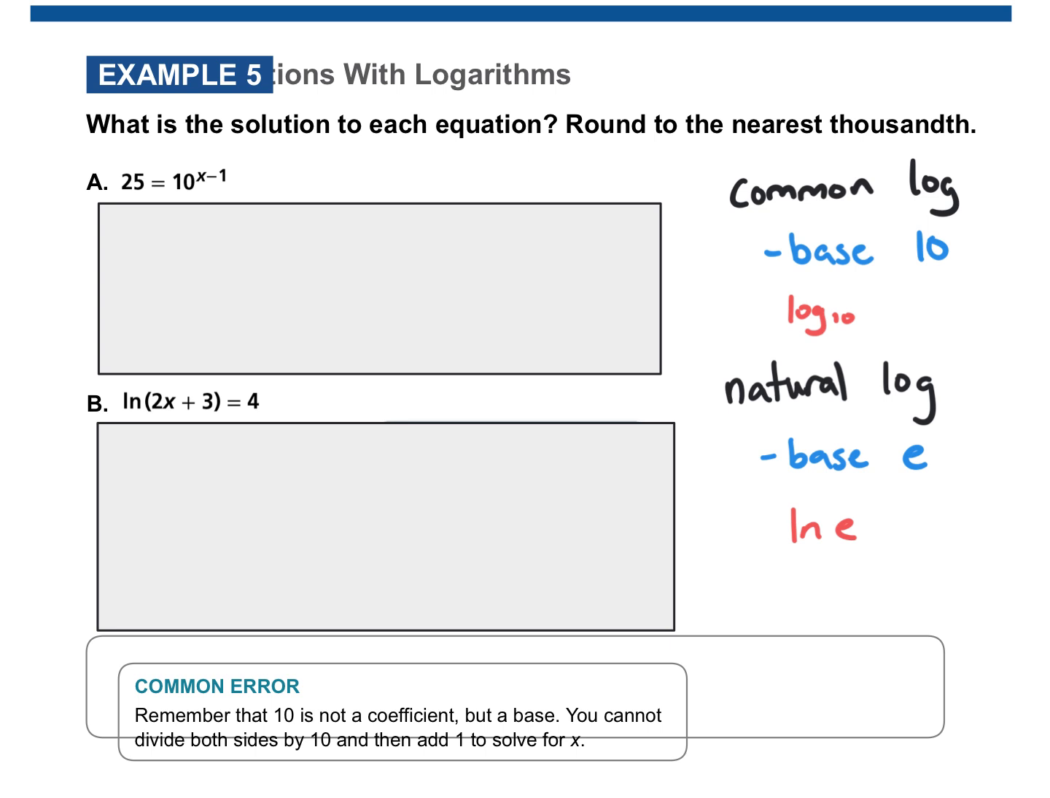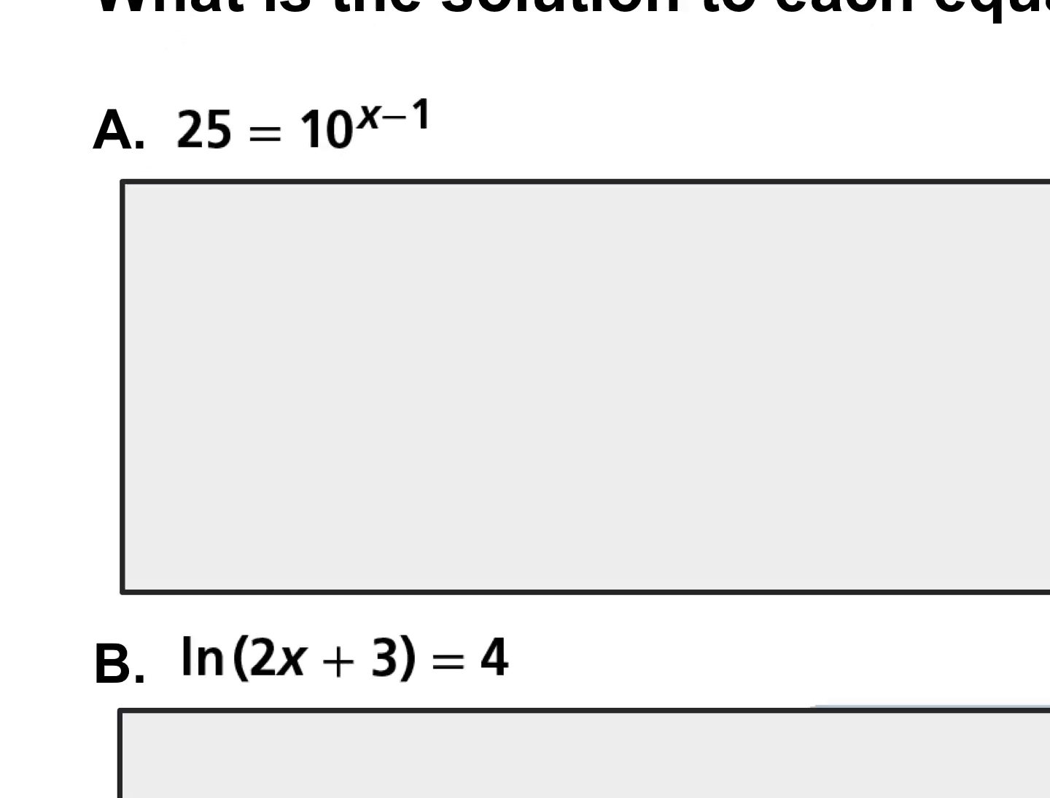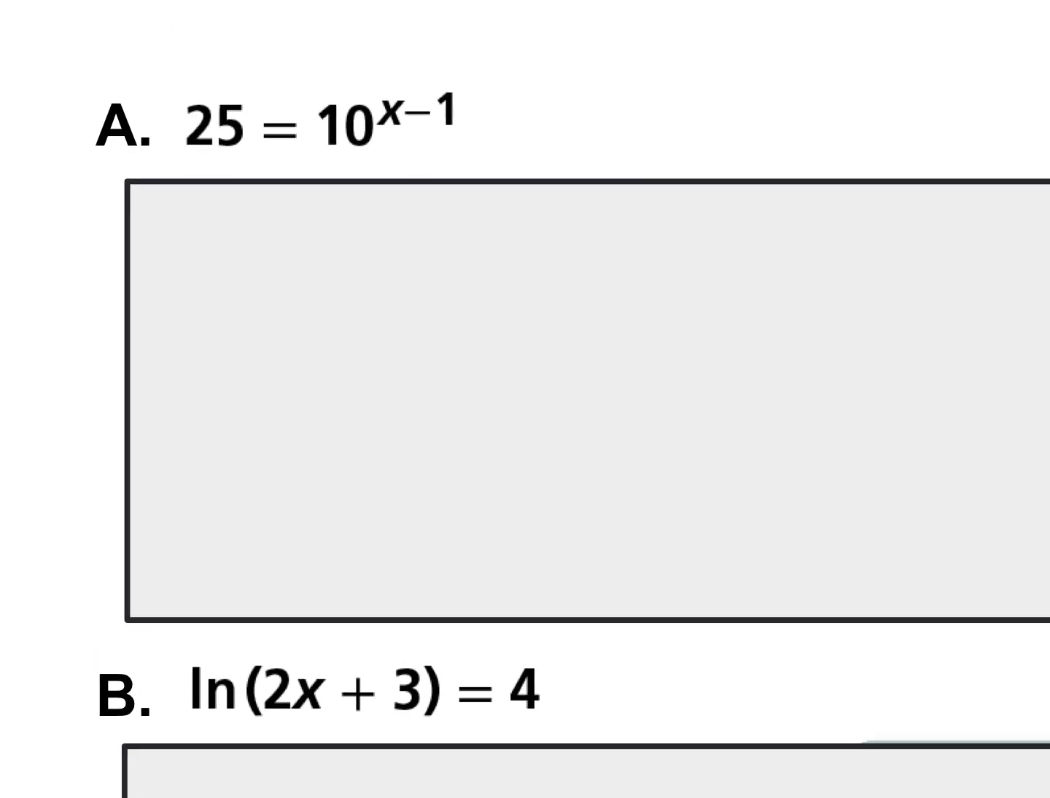So let's look at example A here. I'm going to ask you this. Is it common log or is it natural log? Common. Why do you say common? Because it has base 10. Good. Common log because it has base 10. How do I know that is a base? That's the one that holds the exponent, right? It's the number of the exponent.